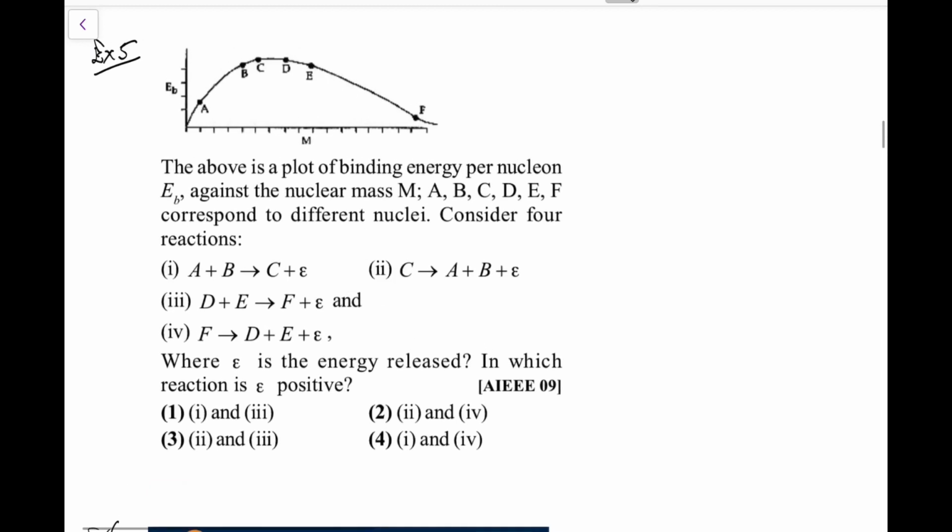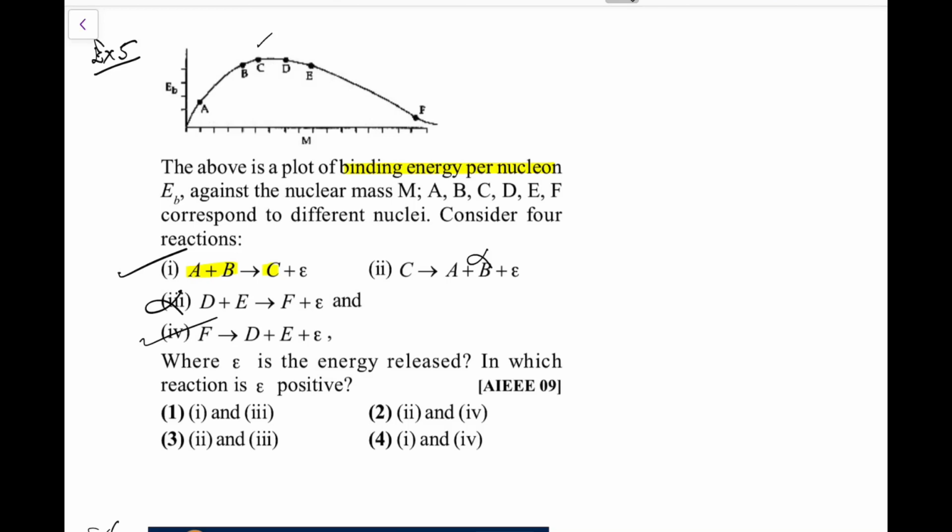Now this is a plot, just see it, A, B, C, D, E, F are corresponding, the BE per nucleon is given, this is binding energy per nucleon. Consider 4 reactions, A plus B combines to C, you know that is going to be beneficial because C is higher, it would be stable, so this will lead it to give energy. This is not going to give energy, this is not a good option. D plus E going into F, not a good option.